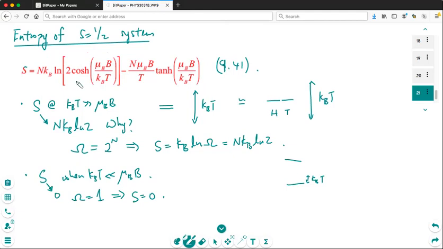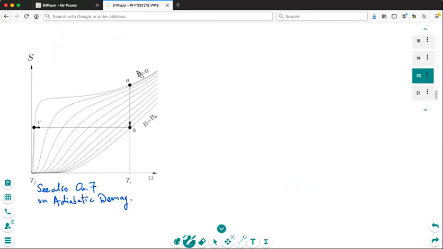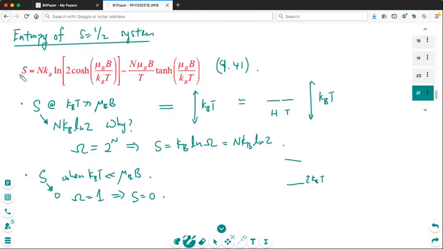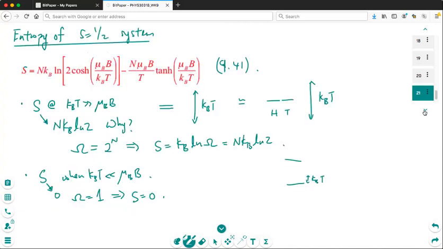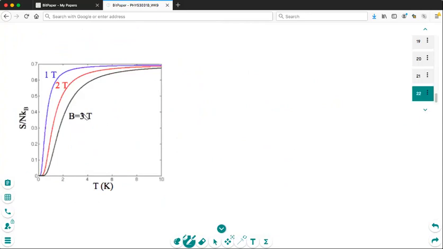Now coming back to this problem I mentioned, this is S versus T at different fields. You can fix different fields and plot entropy as a function of temperature. Hopefully you get something that really behaves like this, for you to link back to the part on adiabatic demagnetization. I will show you my plot prepared using MATLAB. You can do it yourself. It really goes like this.